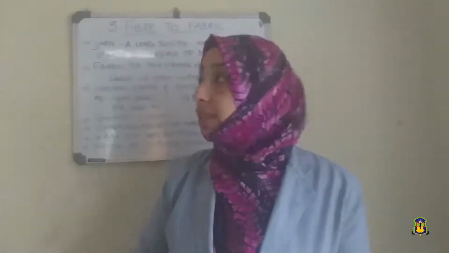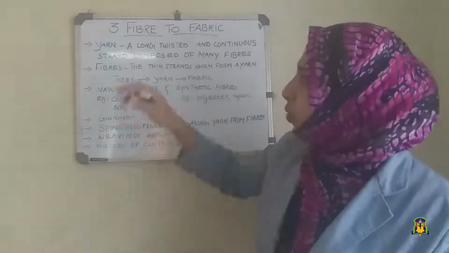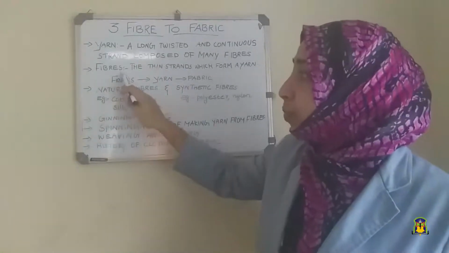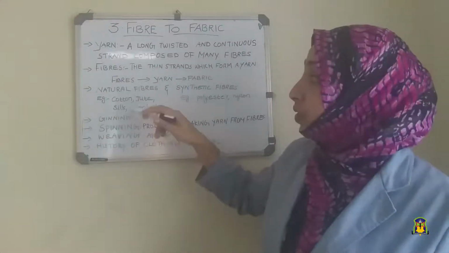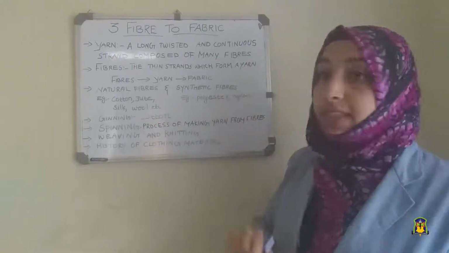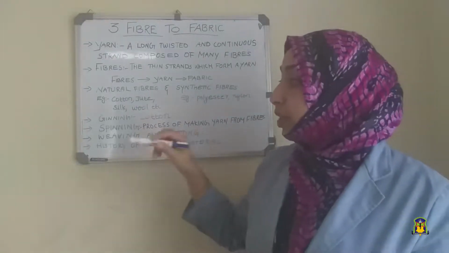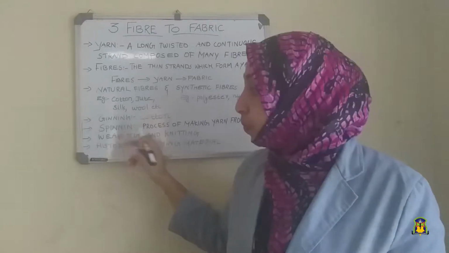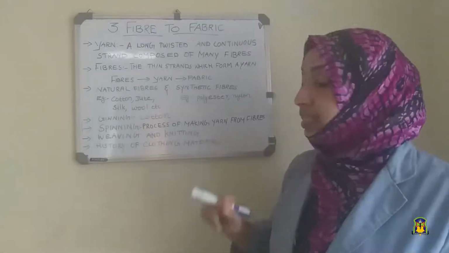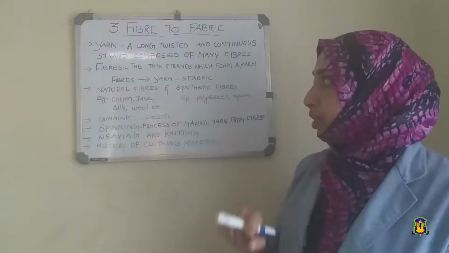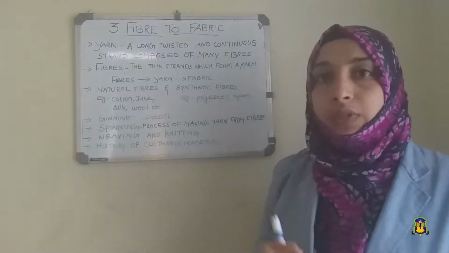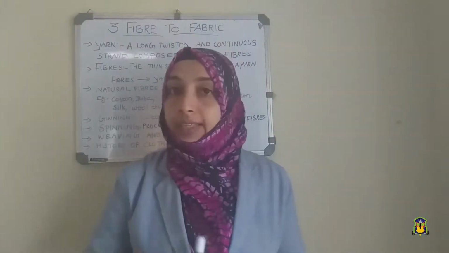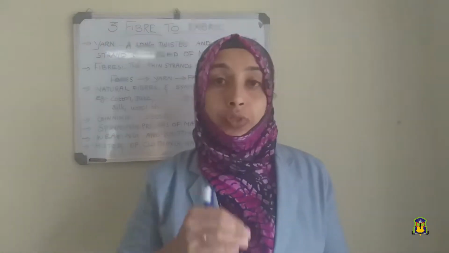So once again, all of you listen. In this lesson, we discussed a few points. What are they? Yarn, fibers, the types of fibers, natural fibers and synthetic fibers. Then what is meant by ginning, spinning, weaving and knitting, and the history of clothing. That's all about this lesson. Then what is the next step? You should read the textbook two to three times and study this lesson thoroughly.